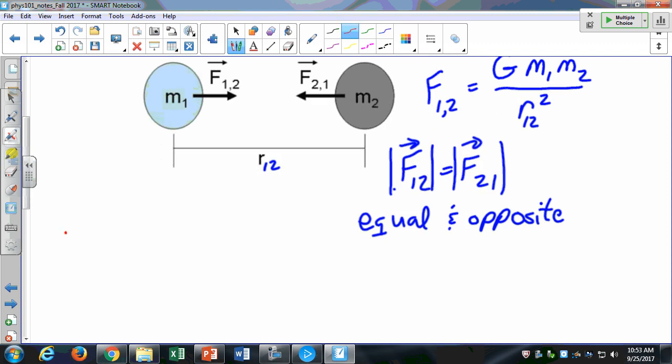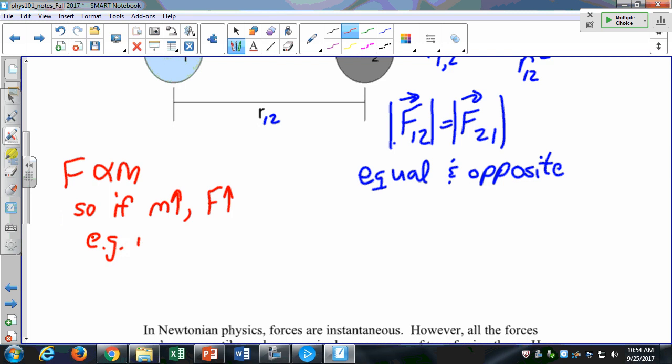One is that the gravitational force is proportional to the mass. So, if the mass goes up, for example, then the force will go up by the same amount. So if I double the mass, I double the force.